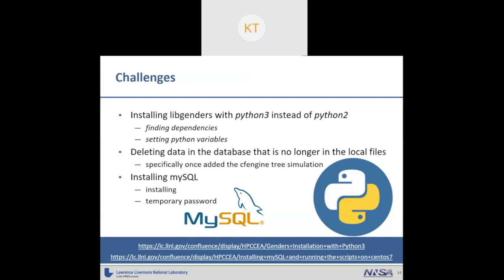The most challenging part of updating the database was finding the data that needed to be deleted, especially after the CF Engine simulation tree was introduced. We tried multiple algorithms, but we finally ended up with one that worked. As each genders file was looped through, we compared its contents to what was in the database. Using this comparison, we updated two lists, one which contained information to delete and one which contained information to keep. After all the genders files were iterated through, we were left with a comprehensive list of items to delete.